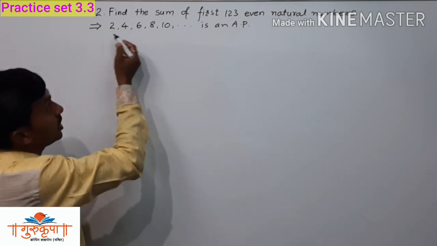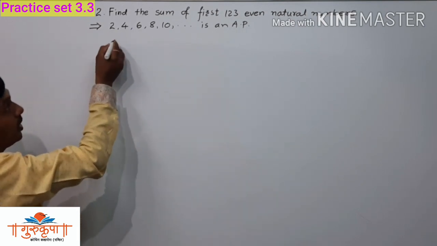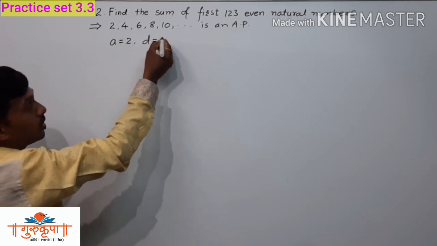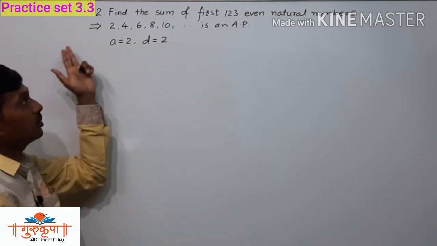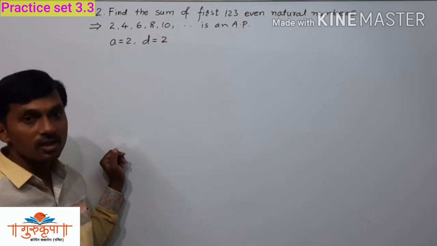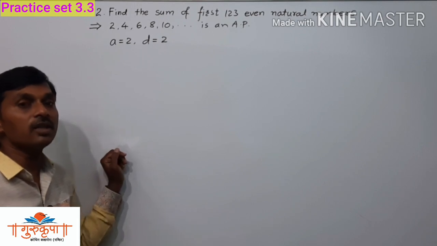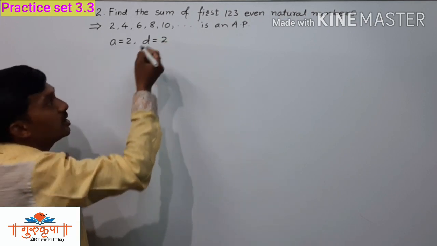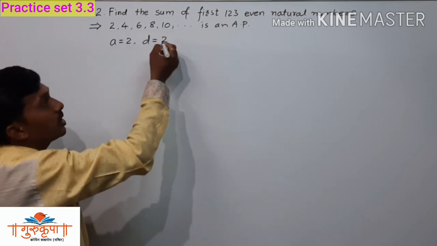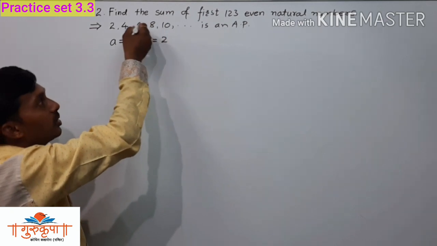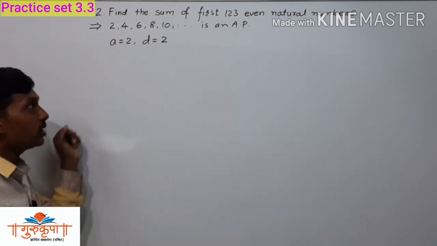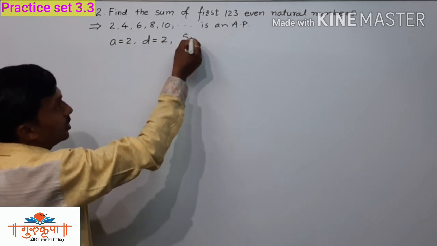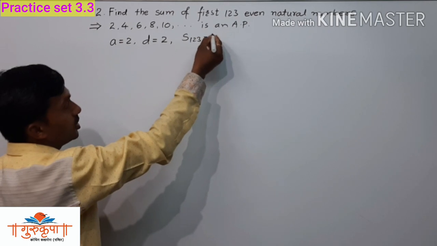For this AP we have A is equal to 2, and D is also equal to 2. Since these are even natural numbers, we know there is a difference of 2 between two consecutive even natural numbers. So D is equal to 2, or simply you can write 10 minus 8 is equal to 2, or 8 minus 6 is equal to 2, or 6 minus 4 is equal to 2, or 4 minus 2 is equal to 2, and we have to find S123.